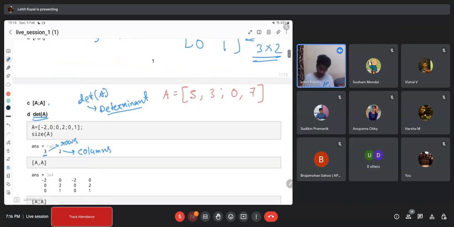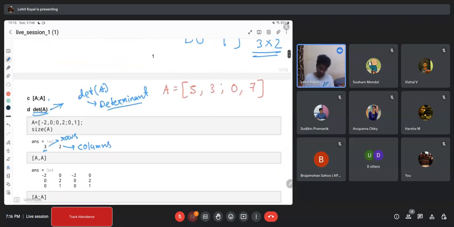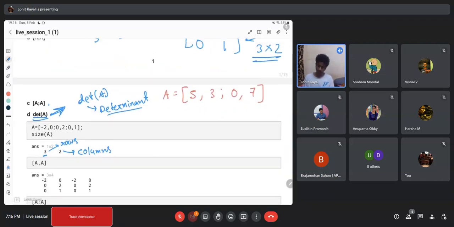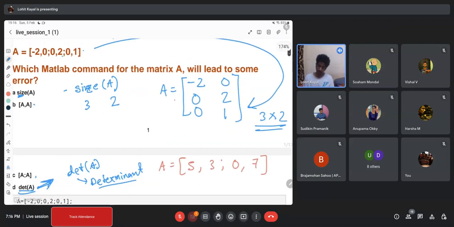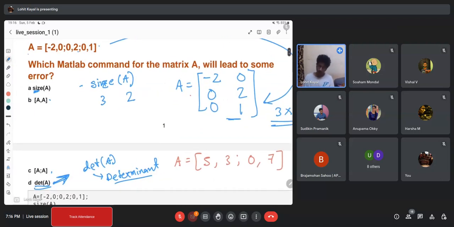So that means this is not consistent with MATLAB. We cannot find a determinant for this matrix. So obviously this option is the correct option, but most importantly, let's go to B and C. I hope you have understood so far. So I am erasing this part.